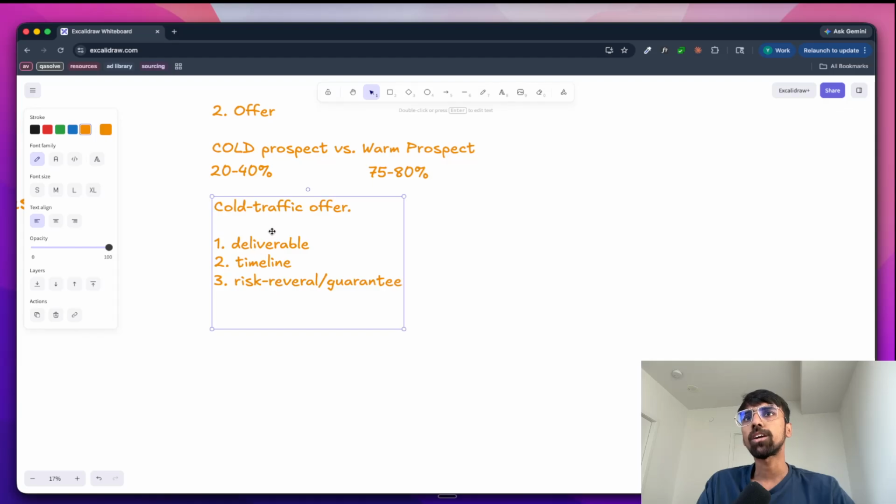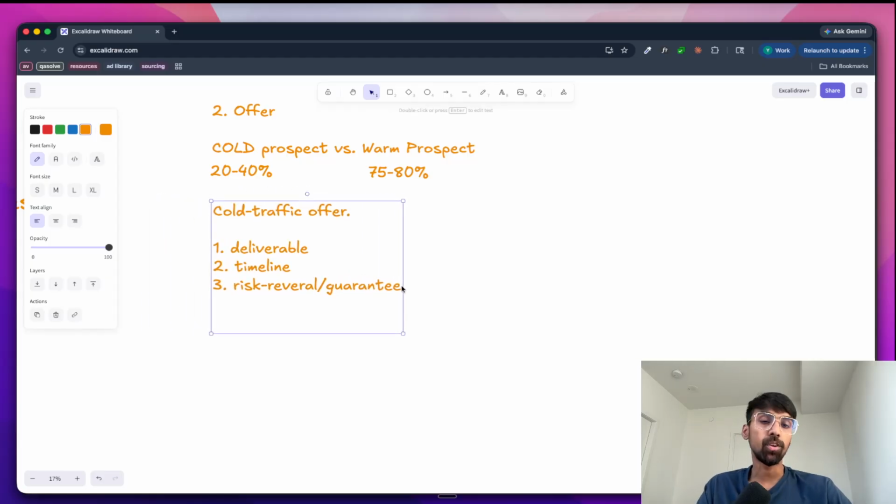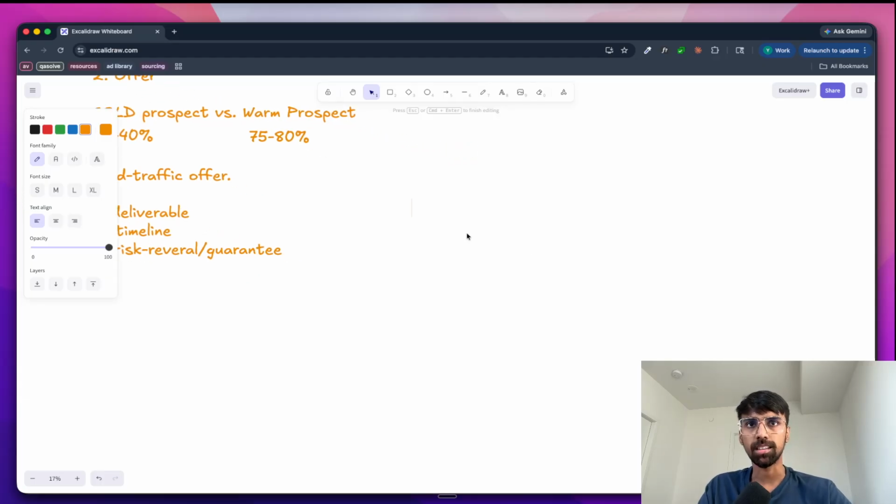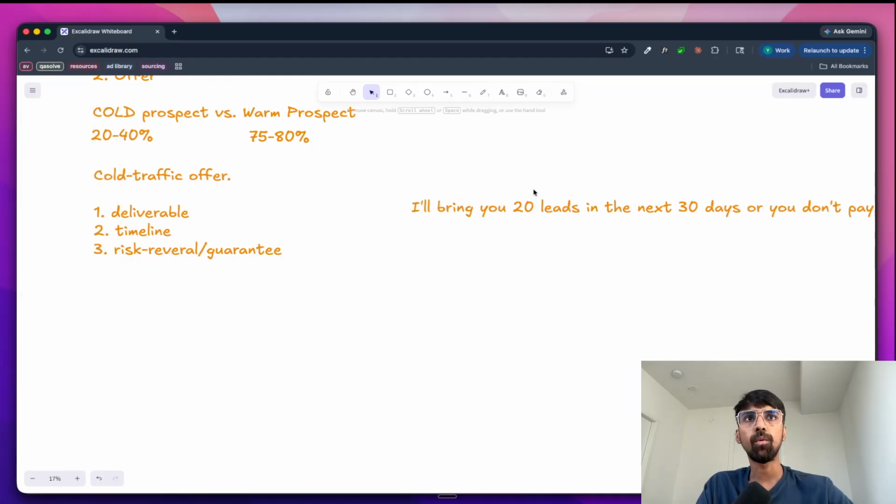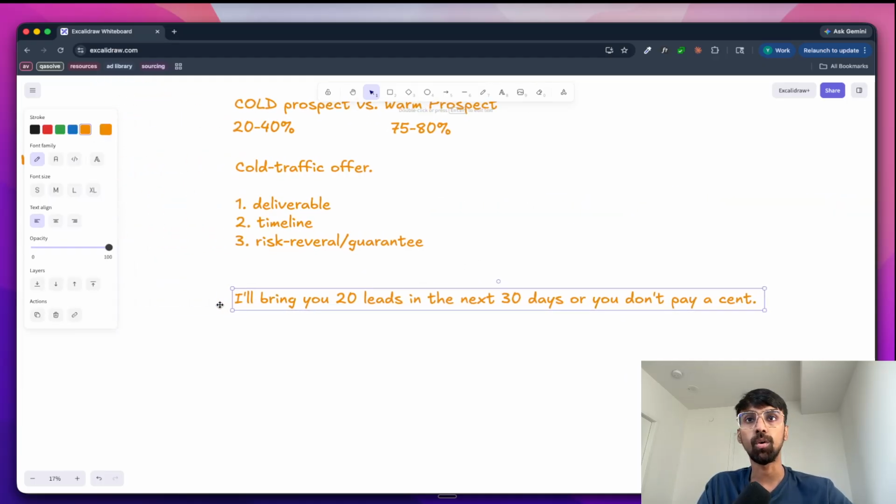But a cold traffic offer is essentially three components: deliverable, timeline, and risk reversal. Risk reversal is essentially a guarantee as well, depending on who you're talking to, right? So deliverable looks like this: I'll bring you 20 leads in the next 30 days, or you don't pay a cent. This is a very simple cold traffic offer.